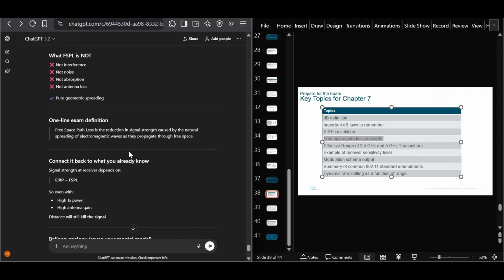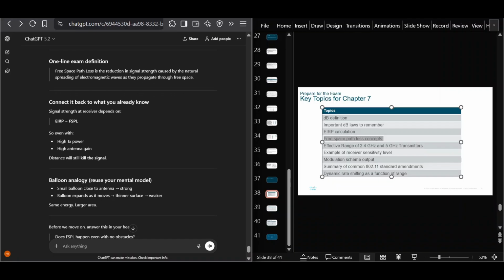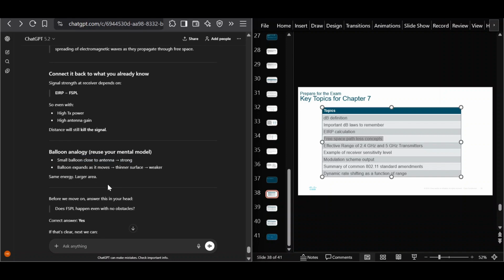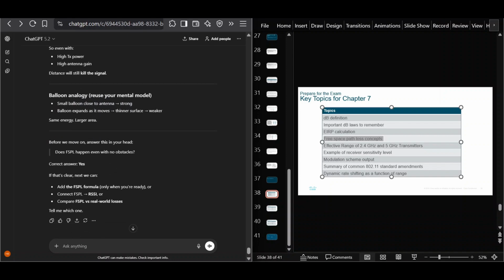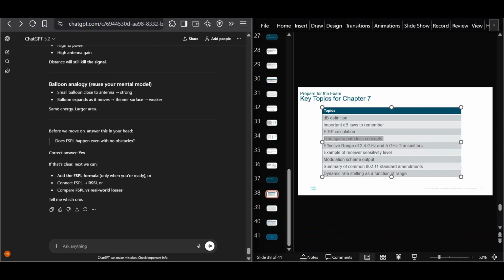Okay, free space path loss is the reduction in signal strength caused by electromagnetic waves as they propagate through free space. The signal strength at the receiver depends on the EIRP. High transmit power will still weaken the signal, but it is strong close to the antenna, like a small balloon. As it expands, the surface gets thinner and weaker: same energy, larger area. The more it's squished, the more it... okay, correct.